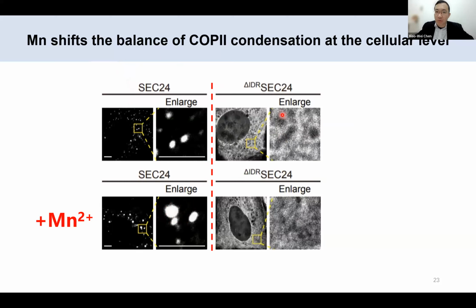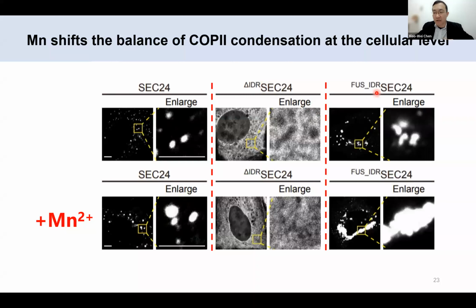On the other hand, if we replace the endogenous intrinsically disordered region with that from the protein FUS, which is prone to overcondensation, the chimera protein would have enlarged condensates to start with, and now manganese treatment would easily turn this into a gel state with dramatically slowed down kinetics. So basically, manganese can shift the balance of COPII condensation in cells. And as a signal, we can expect that we may be able to tune the strength of this type of signal to produce biological effects.